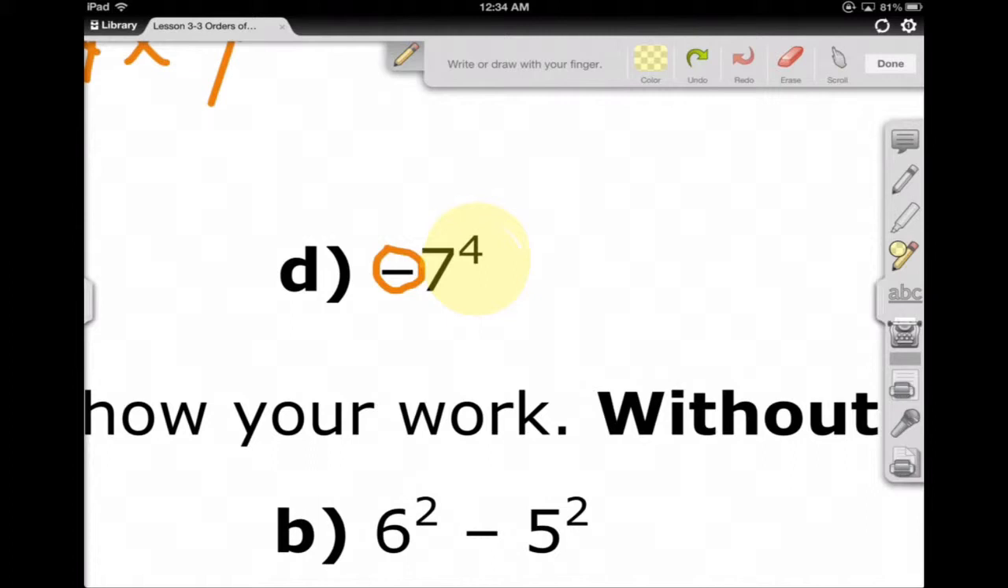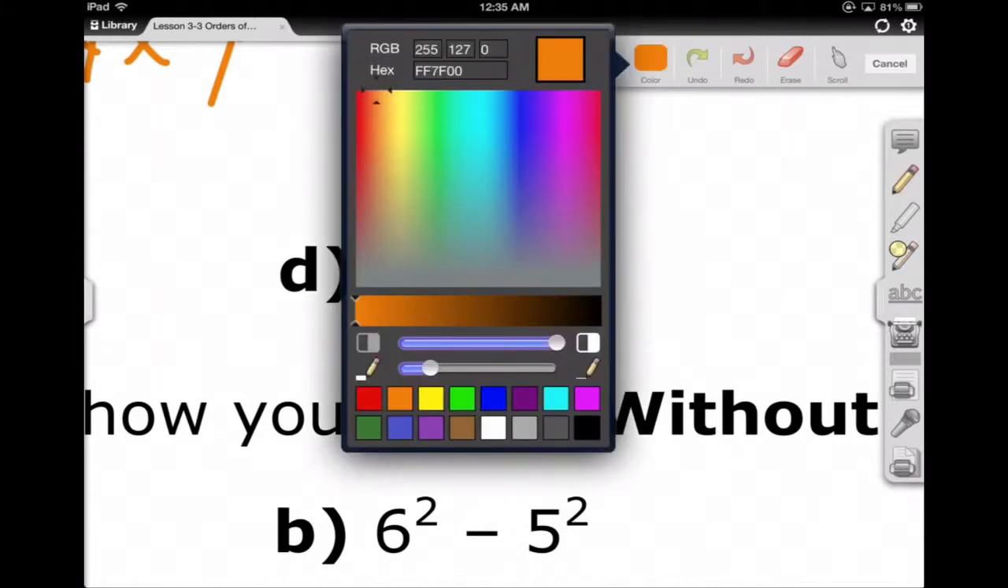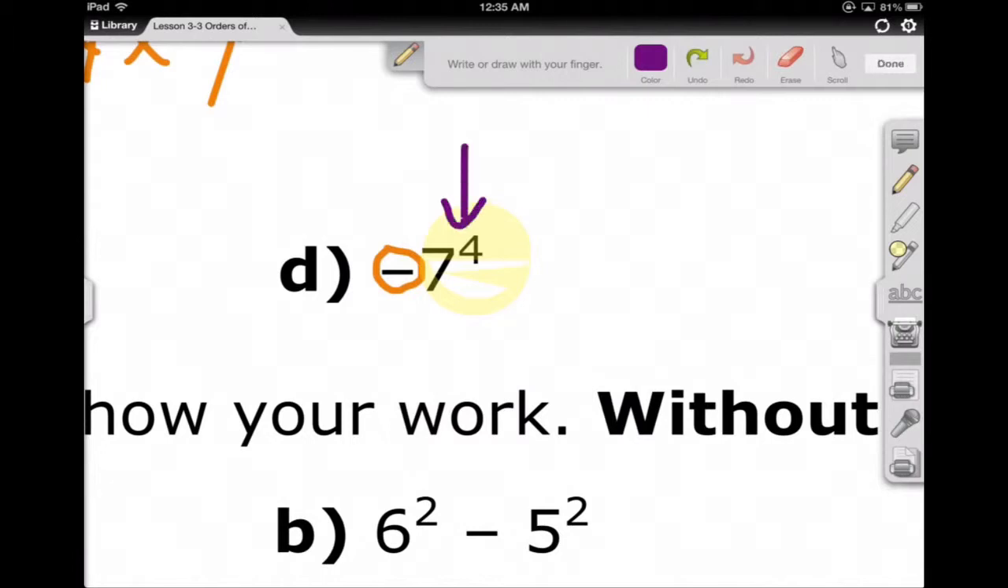Exponents are higher priority than taking the negative of. That negative of is multiplication. It has to be done second. So to clarify, make it really make sense, change color, you have to do this first, and the negative of is multiplication. That is lower priority, second.